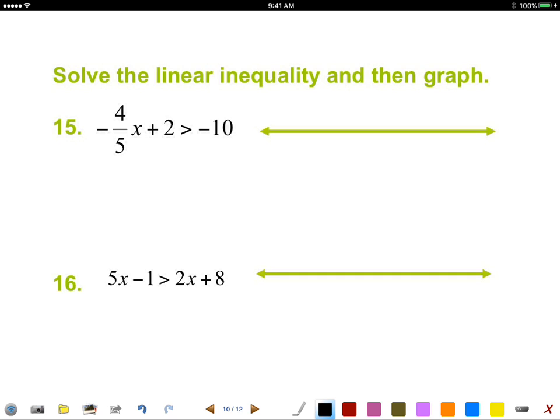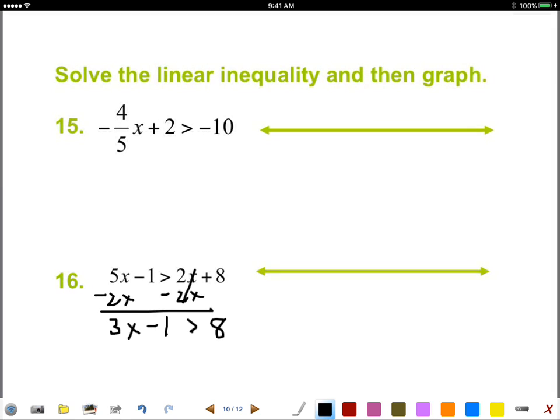Okay, we've got 5x on one side and 2x on the other. So yesterday we talked about how to get rid of them, and you can either add or subtract one of them off. I'm going to get rid of this 2x, and it's a positive 2x, so we're going to subtract 2x. So we have 3x minus 1 greater than 8. You cannot add the 5x and 2x together unless they're on the same side of the equal sign, and they're not.